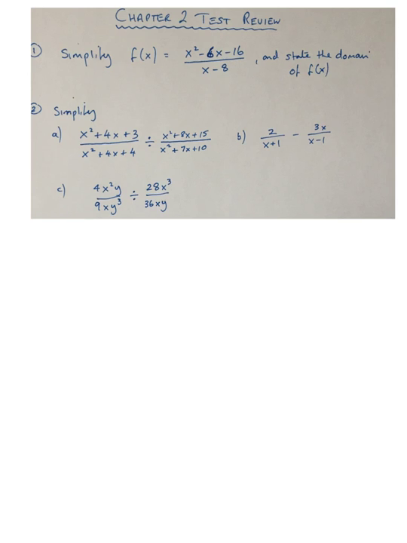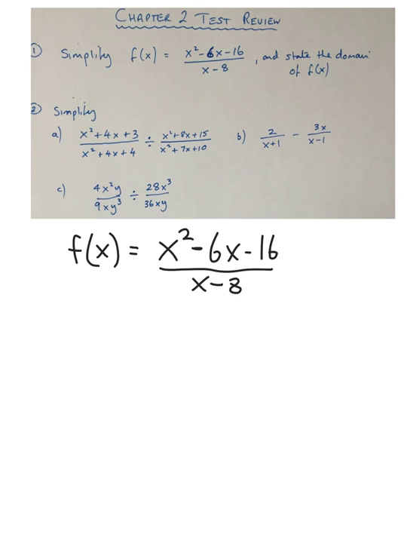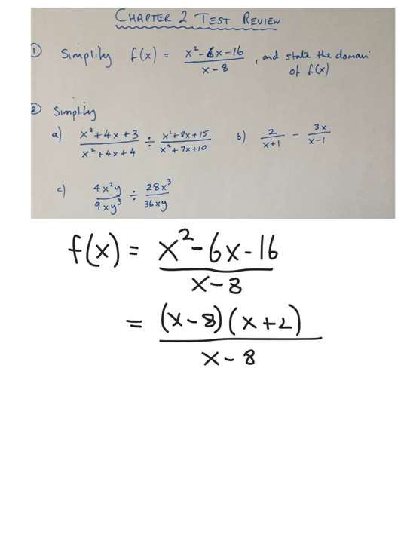So, question 1. We have this question with this division: x squared minus 6x minus 16 over x minus 8, and state the domain of f of x. So first of all, we've got to factor the top, and it's factors of negative 16 that add up to negative 6, so it's actually x minus 8 times x plus 2, and we can still see straight away that x minus 8 is going to cancel out, and it does indeed. We get left with x plus 2, which we talked about before as a straight line.